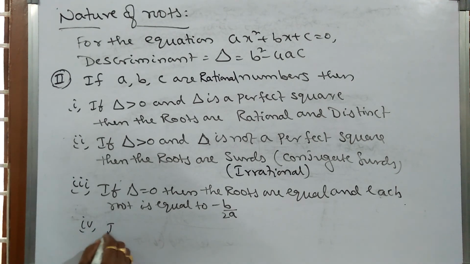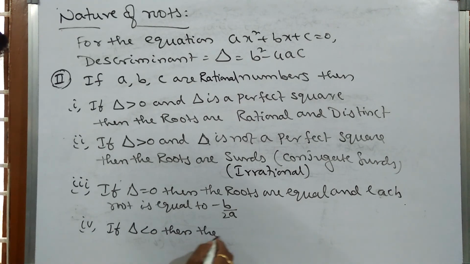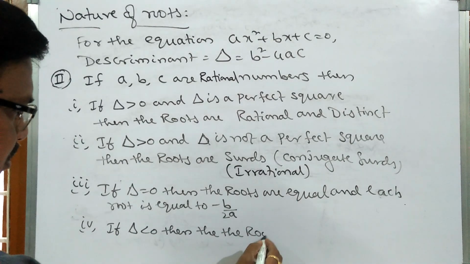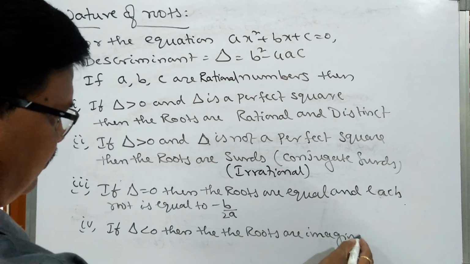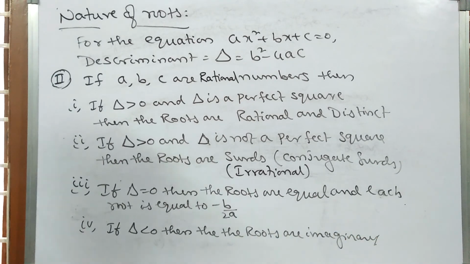Number 4, if delta is less than 0, then the roots are imaginary. That means again they are conjugate complex numbers.